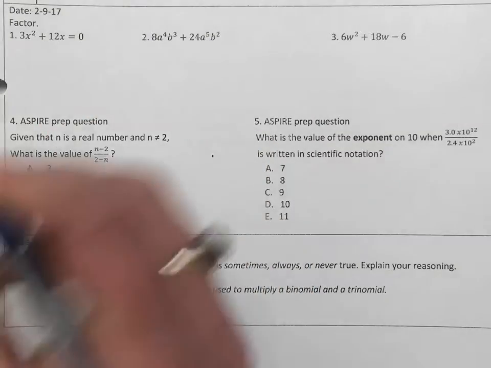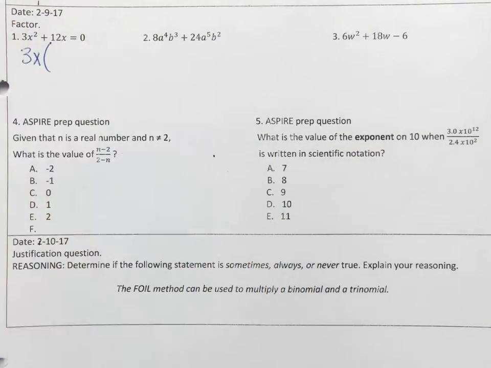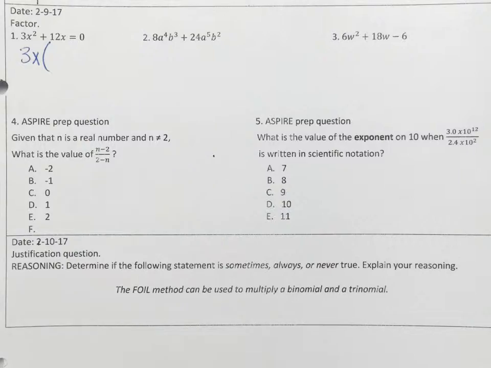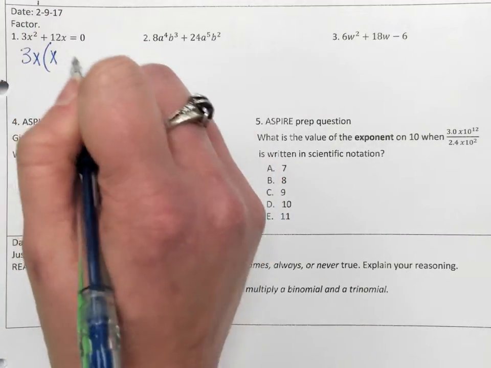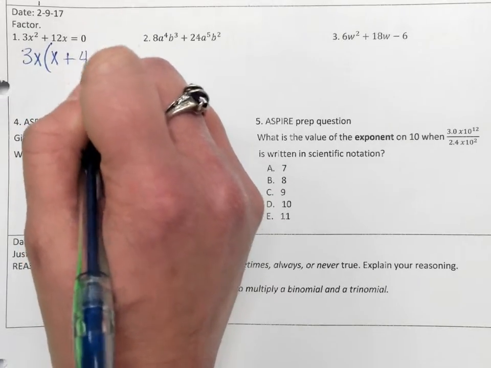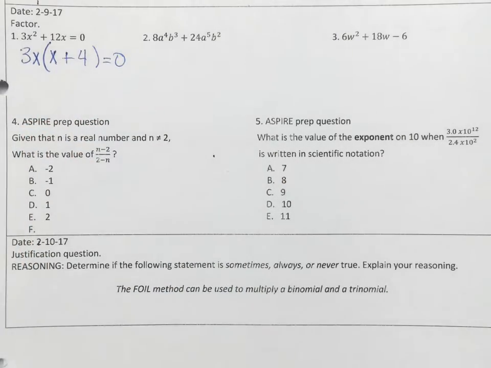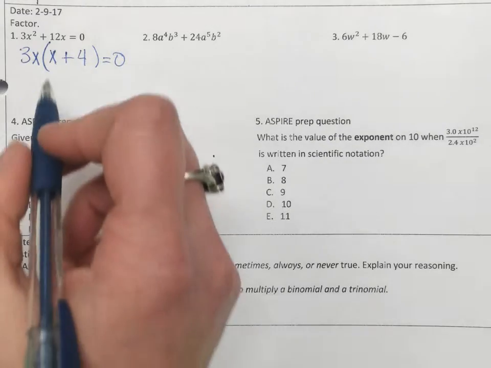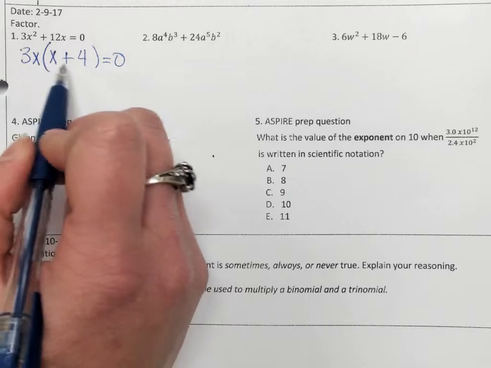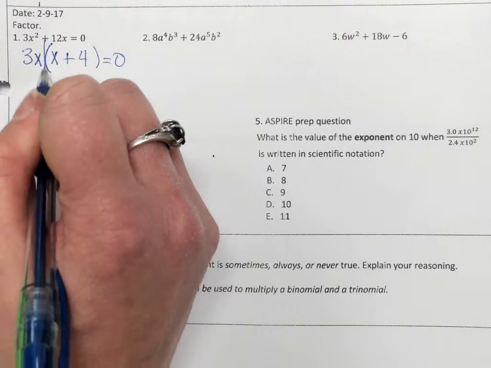Hey, Miss Huerta. Okay, so Jackson, when I take out a 3x, what do I have left? x plus 4, right? Okay, now look guys, it was equal to 0. So now that I have a 0 and I have a product where they're smushed together, what can I do? Split it. I can cut it, right? Where am I going to cut it? Between the 2 factors, right here by the parentheses.